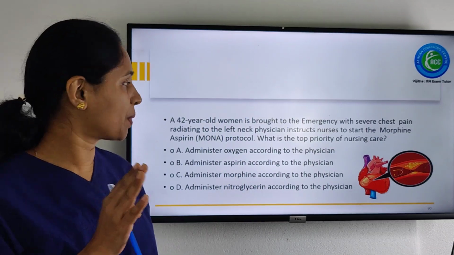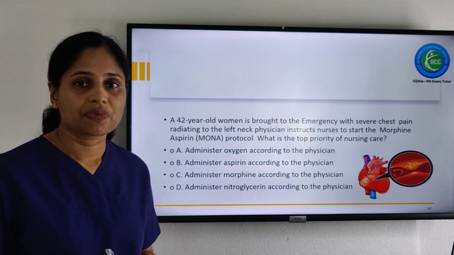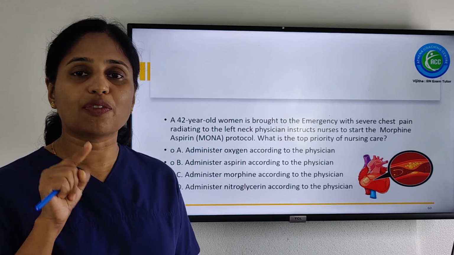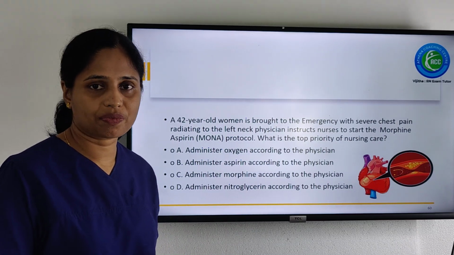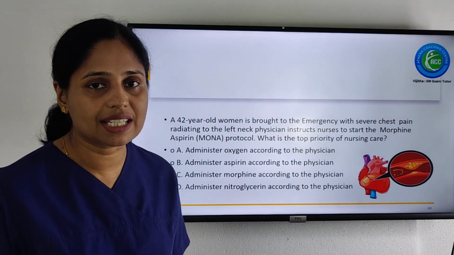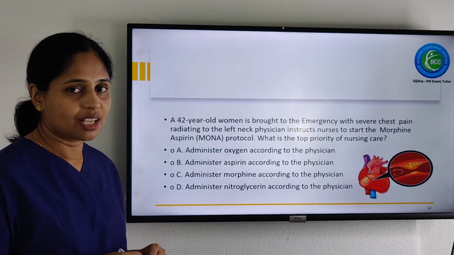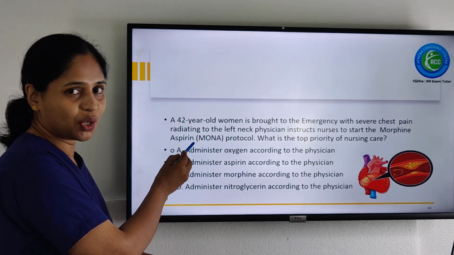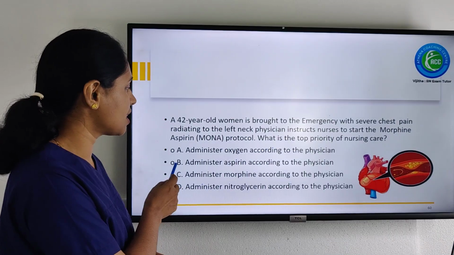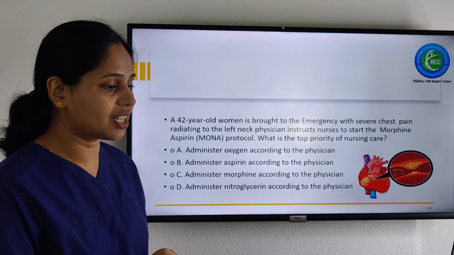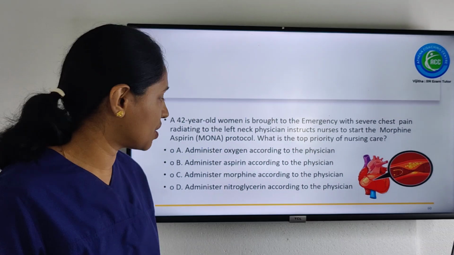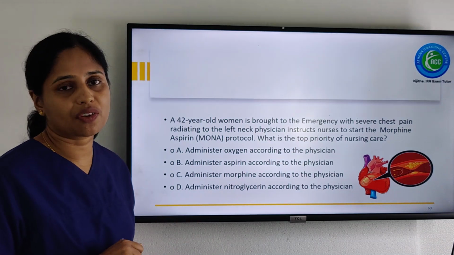So what is the first priority nursing care? The key point of the question is priority, that means the first intervention we would do. So look at the options. The first option says administer oxygen according to the physician. So what does the physician say? MONA protocol. What is the first in that? It is morphine. Second says administer aspirin according to the physician. Third, administer morphine according to the physician. And last is administer nitroglycerin according to the physician.